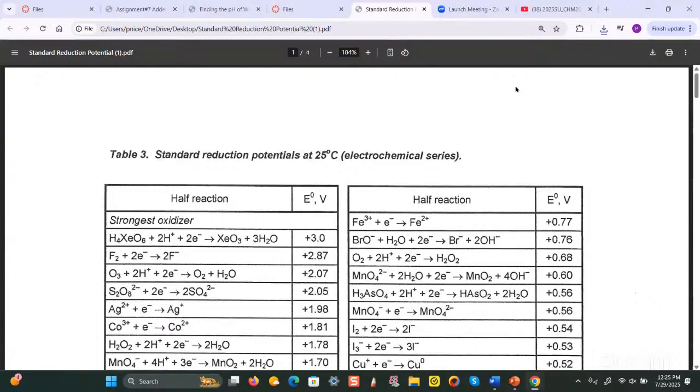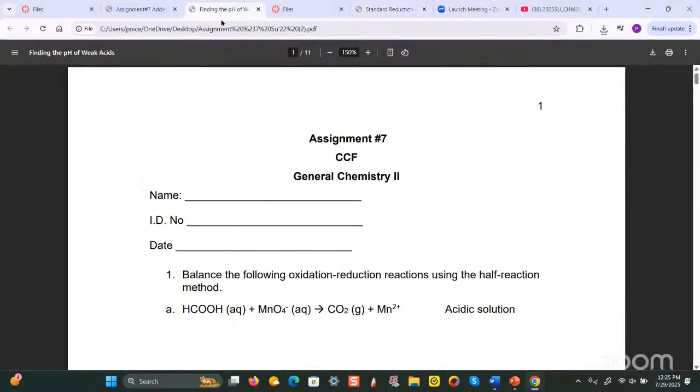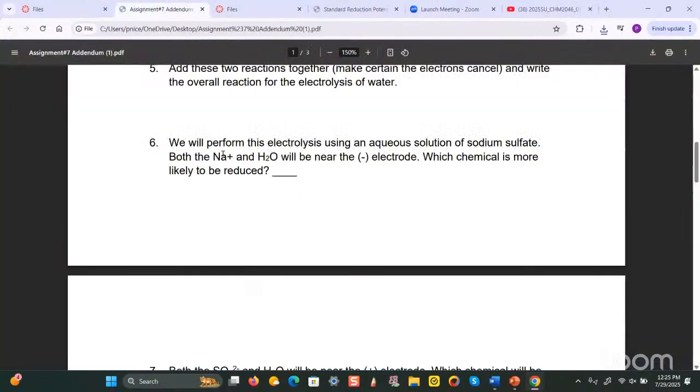All right, so let me go back to the, not that one. This one, okay. So the question says, we will perform the electrolysis of an aqueous solution of sodium sulfate. Both sodium ions and water molecules will be attracted to the cathode. Which chemical is more likely to be reduced, all right?